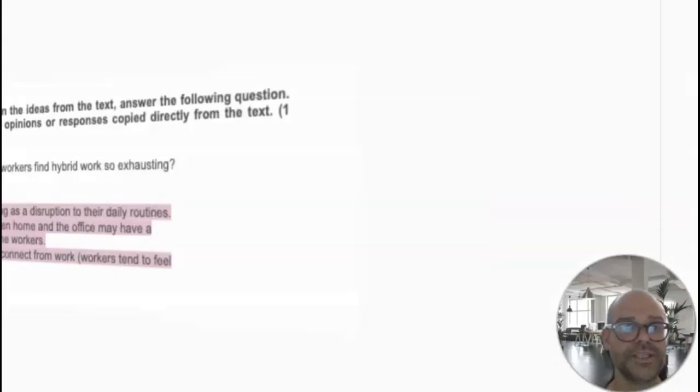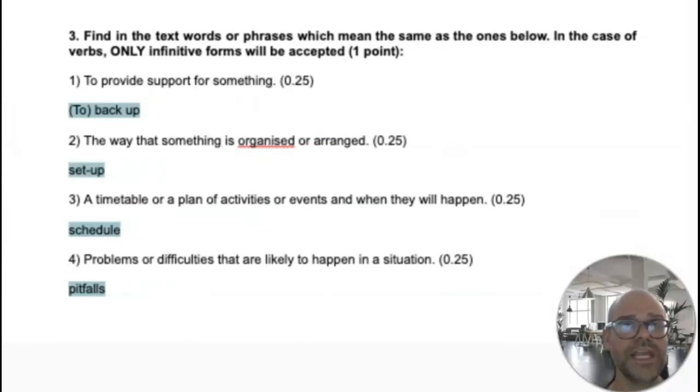And the third activity of the reading is an activity in which you have to read the definitions that you are given, and you have to be able to find a word or a phrase that means the same in the text that you have to read.